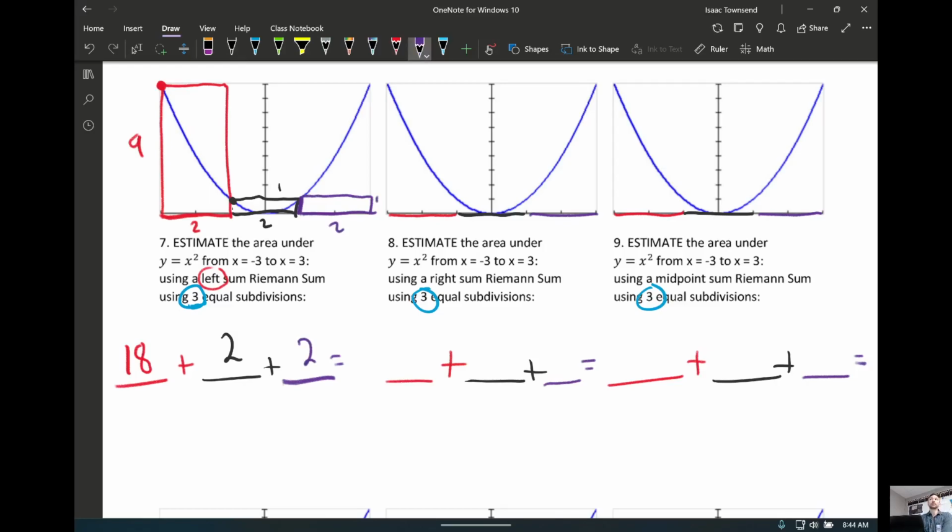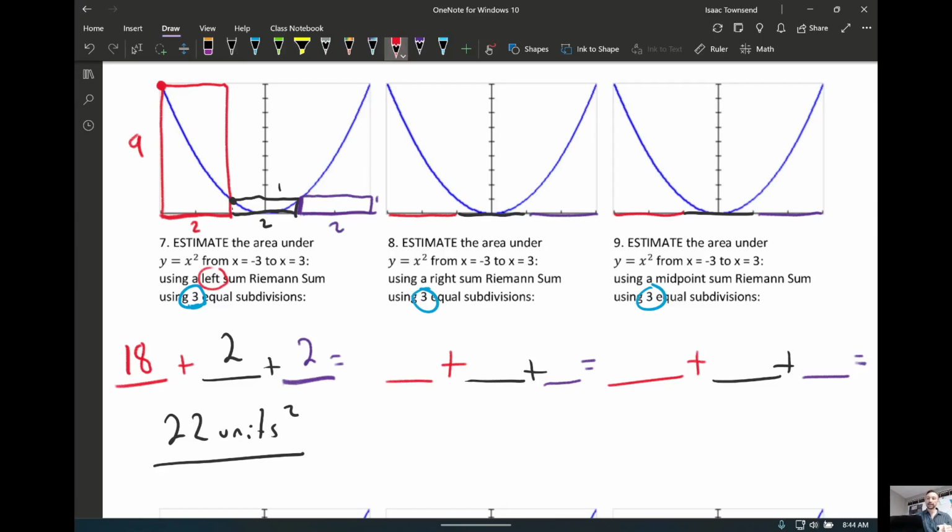So a left Riemann sum for this function, split into 3 equal subdivisions from -3 to 3, would have an estimated 22 square units of area. Now again, it doesn't really sound like I'm talking about calculus, but Riemann sums are considered a calculus topic. So just because the arithmetic is on the easier side, this is still going to be on one of your tests, and they put this on the AP exam. So that's all there is to it.